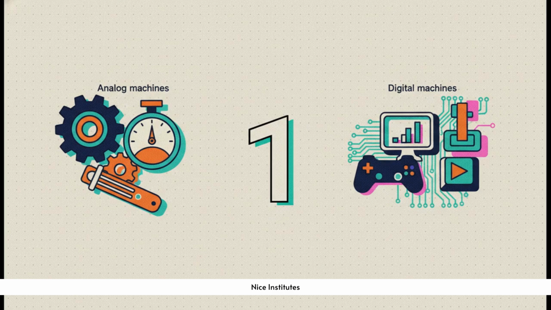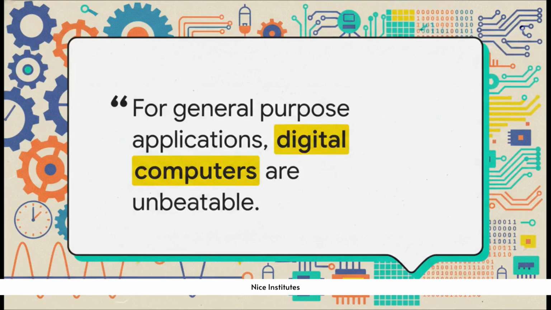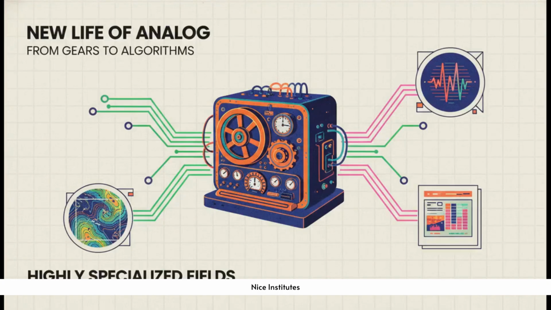An analog machine was often built to do one specific thing. A digital machine, though, can be anything you want it to be. A calculator, a word processor, a gaming console. All you have to do is change the software. That flexibility is what changed the world. And this quote from our source material really just says it all, doesn't it? For general-purpose applications, digital computers are unbeatable. For the vast majority of things we want computers for, the digital approach isn't just better, it's in a league of its own.